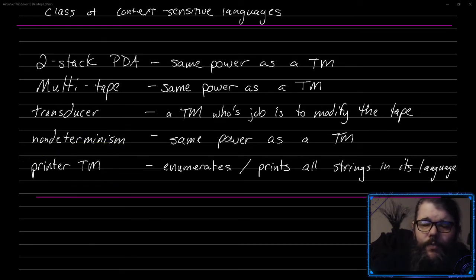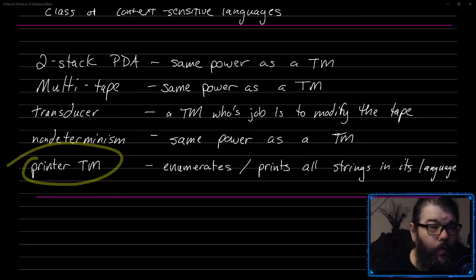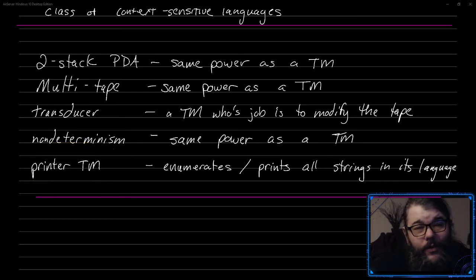Like the first time it prints the empty string by printing nothing. The second time it prints 0 1. The next time it prints 0 0 1 1. You can imagine we could enumerate every string in the language. And that's a printer TM, which is a way to describe a language using a Turing machine without using the traditional methods of a Turing machine.